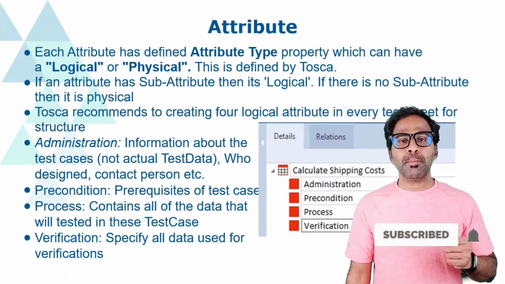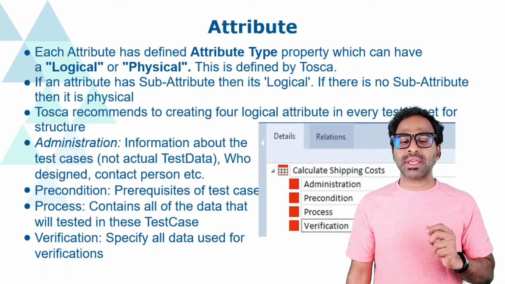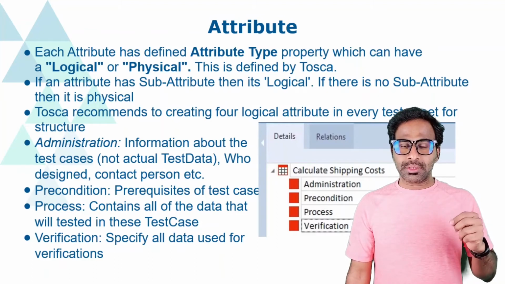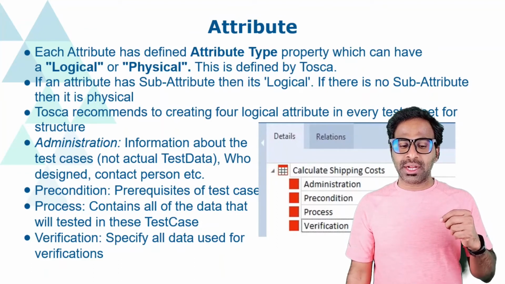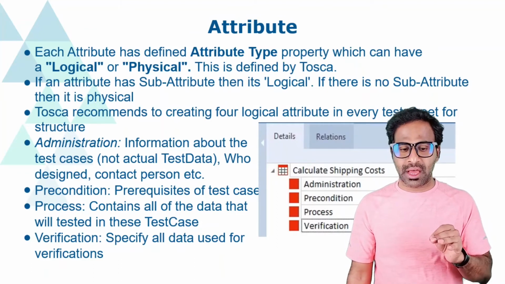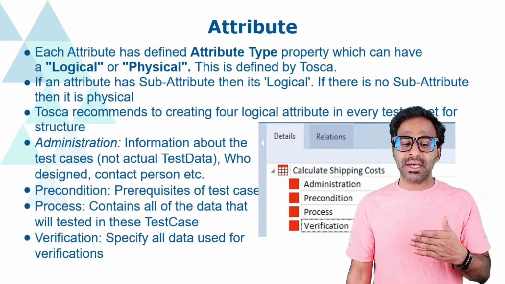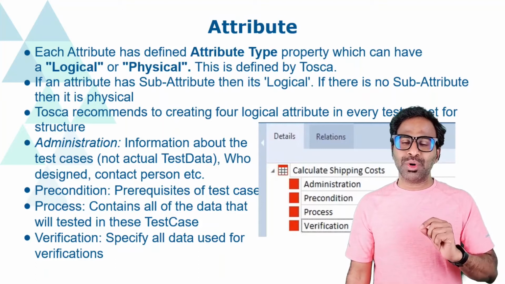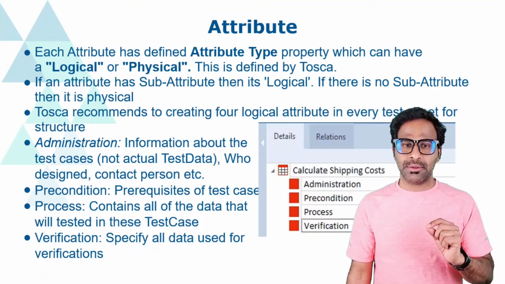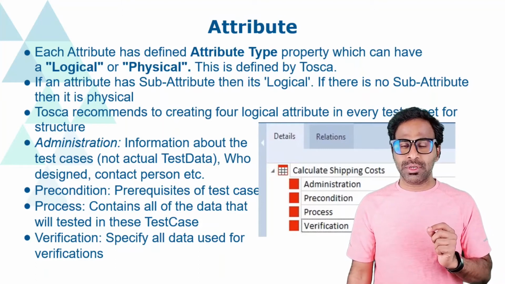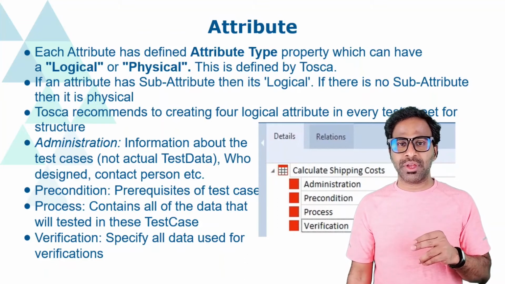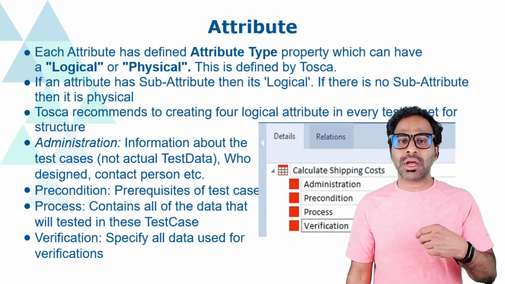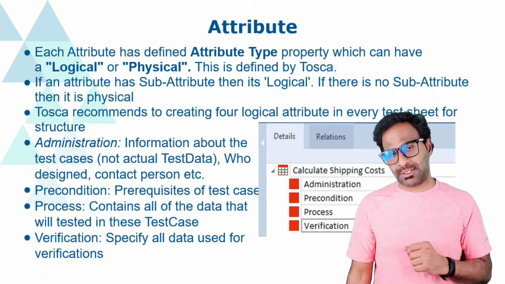And then process. So the process attribute contains all of the test data that will be tested in these test cases. That means this is your actual attribute, the process attribute, where you will be specifying the actual test data that you want to cover as part of the test cases.